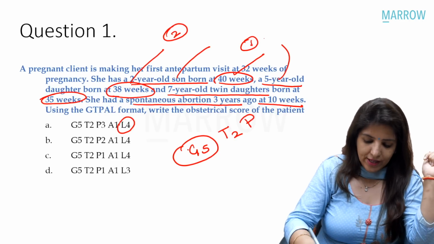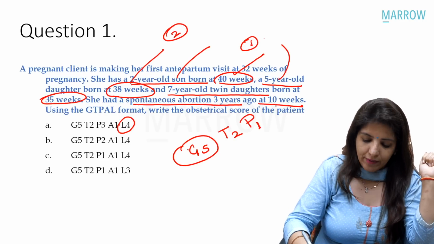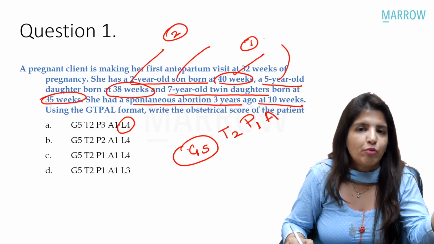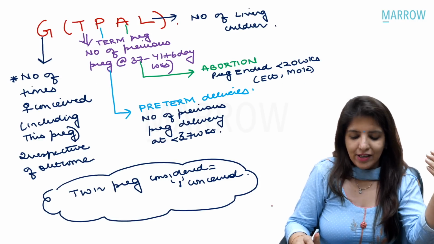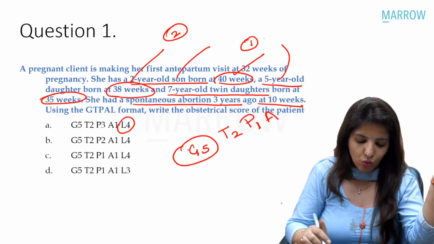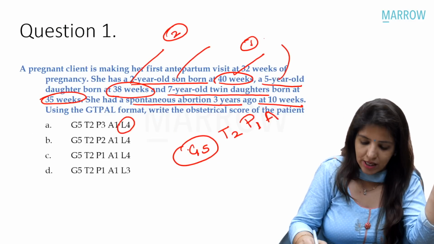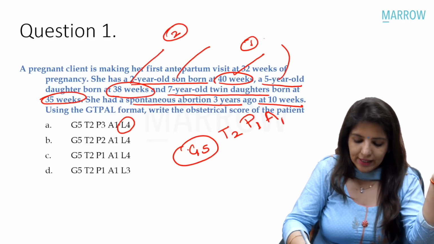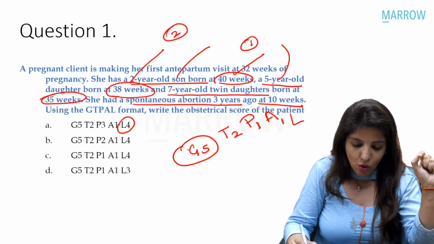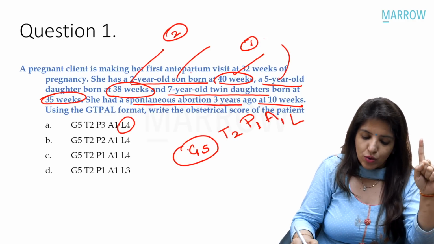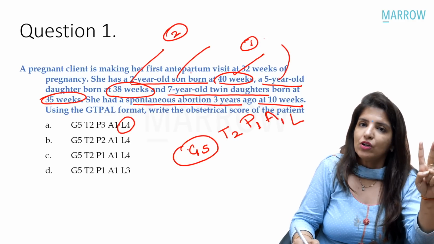Right? So over here, the number of preterm is 1. A stands for abortion, and abortion is any pregnancy which is ending at less than 20 weeks. So over here, one pregnancy ended at 10 weeks. So A1, and L is the number of living children at present. So at present, she has a 2-year-old son. She has a 5-year-old daughter.